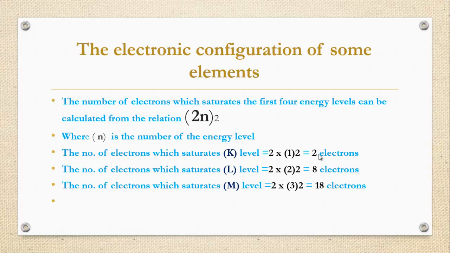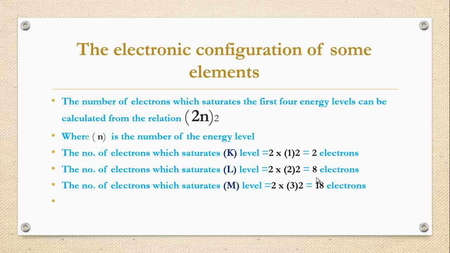What about the L level? 2 is a constant number, times n. In this case n equals 2. Why? Because the L level is the second energy level. Its order equals 2. So 2 times 2 power 2. 2 power 2 means 2 times 2, which equals 4. Times 2 equals 8. So the L level is saturated with 8 electrons.